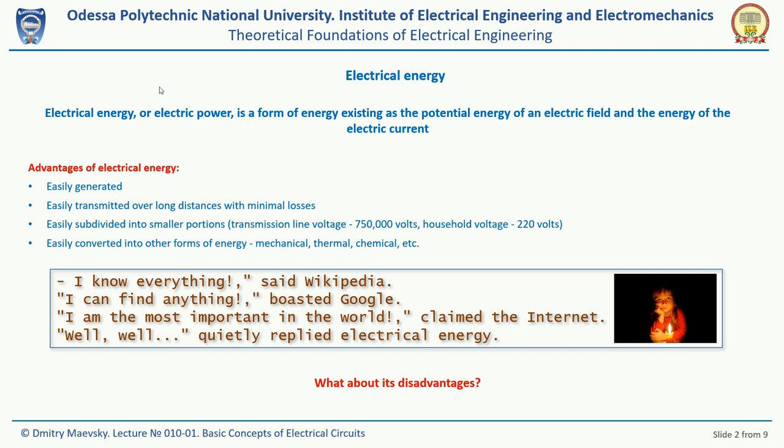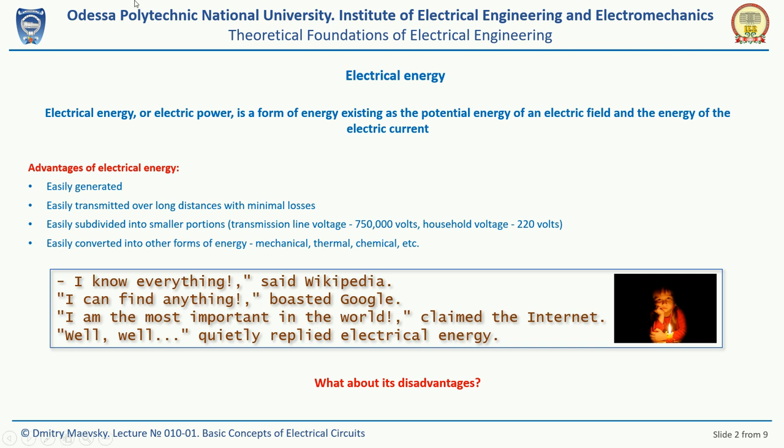But until answers to these questions are found, we will move away from them and study how that incomprehensible electrical energy manifests itself and how to predict the consequences of its manifestation. This is the subject of our course called Theory of Electrical Engineering.